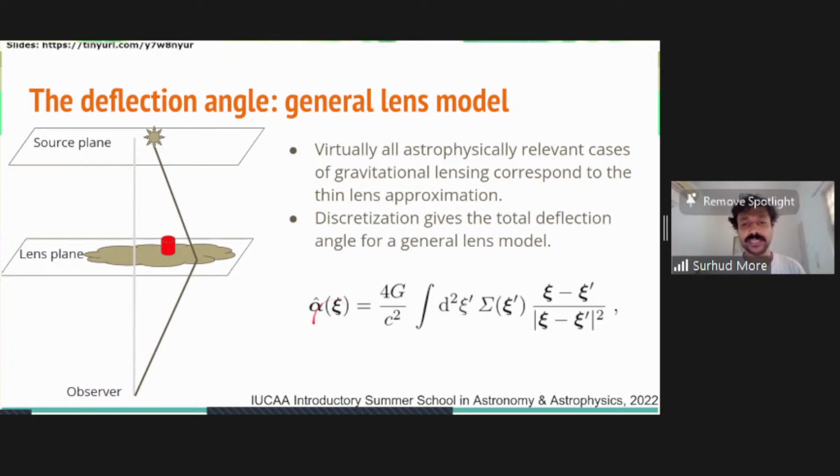The deflection angle that you get is 4GM by c squared, which is 4G, this is d mass by c squared, and then multiplied by this particular quantity, which is just telling you what is the impact parameter of this ray from this object. That's it. Right? So this formula is just the generalization of the point mass formula.